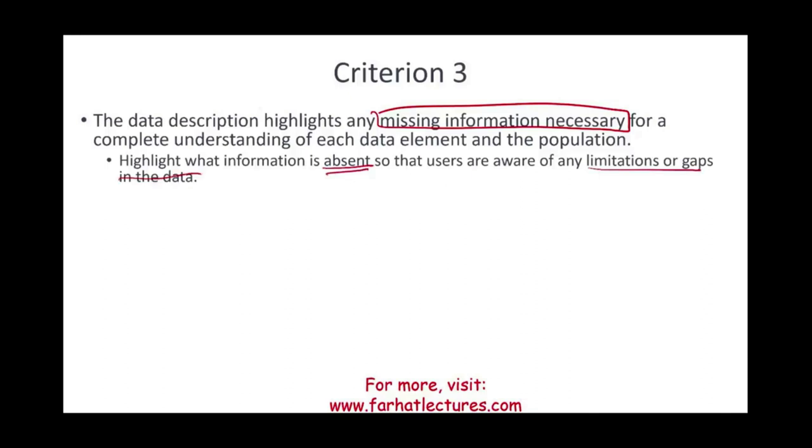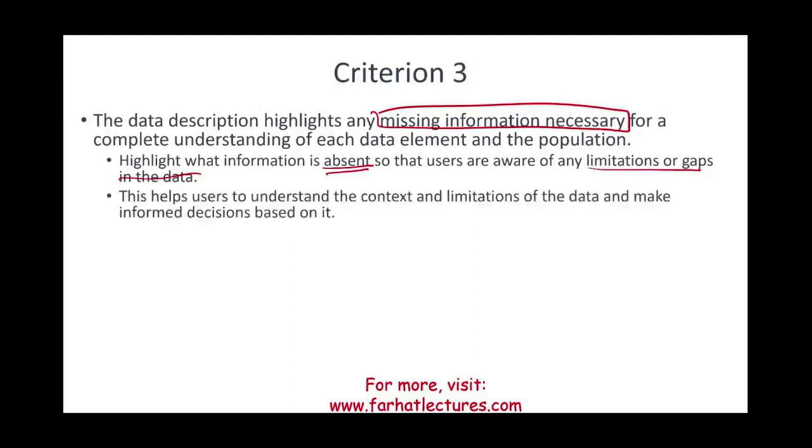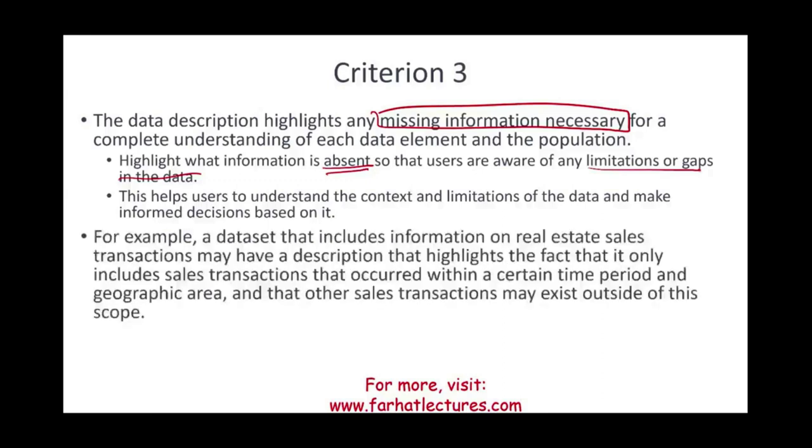If something is not there, you have to tell the users: I used this data, but you have to be aware, A, B, C, I did not have this information. This helps users to understand the context and limitation of the data and make informed decisions. Maybe because of that limitation, the whole study is no good, because I'm not interested in this unless I have data about this particular topic. So, for example, a data set that includes information on real estate sales transactions may have a description that highlights the fact that it only includes sales transactions that occur within a certain period and geographical area, and that other sales transactions may exist outside the scope.